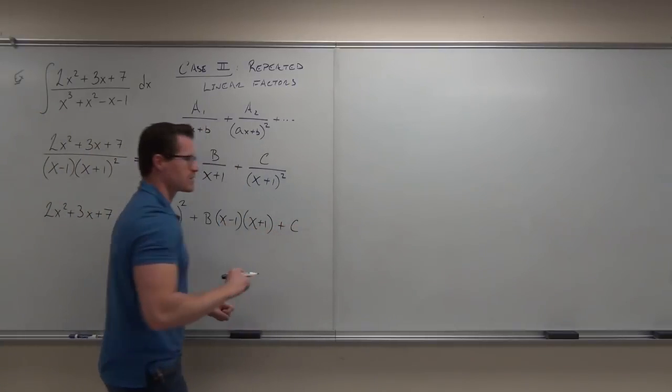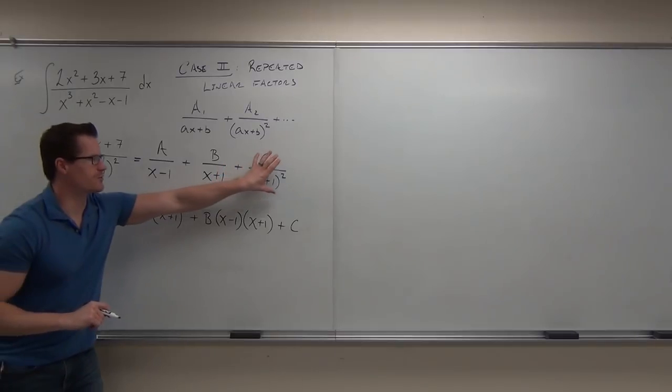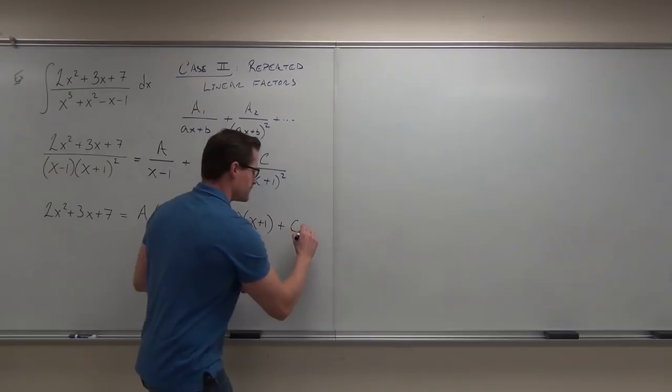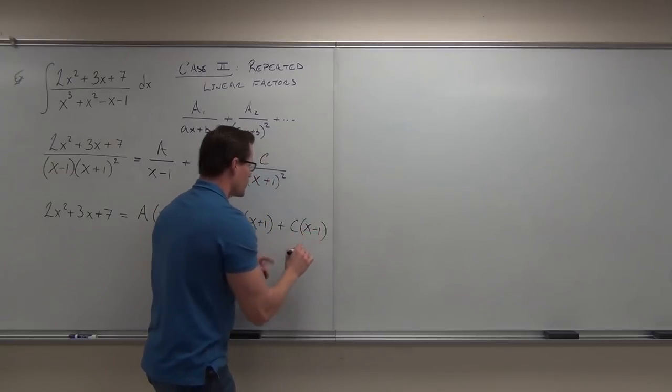From the c, let's look at the c. What am I missing from here to here? What's missing? X minus 1. That's it. So I wouldn't take this one.